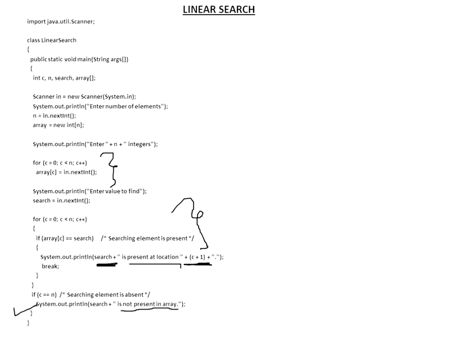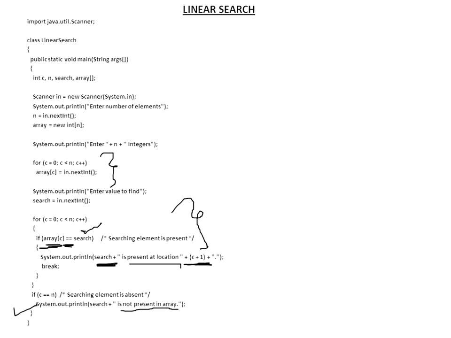It will enter an integer, and here it will search whether the element is present or not. So what is it doing? It is comparing. See, we have the equals to operator. This is known as the equals to operator. This is our relational operator.